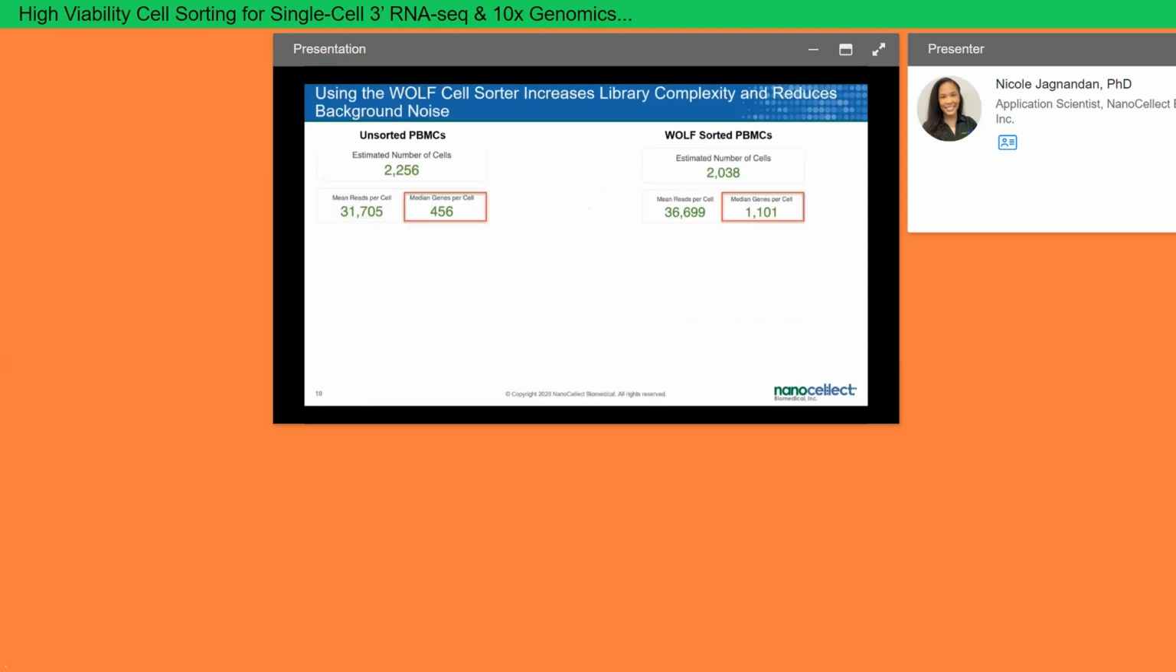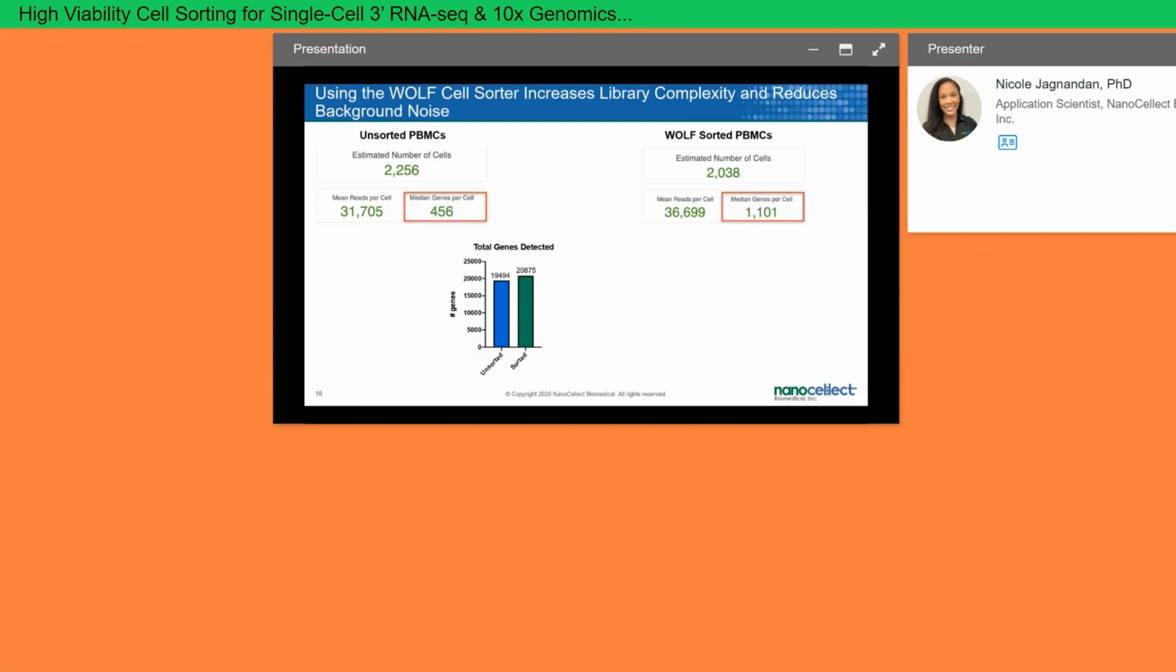The Cell Ranger summary produces several key metrics about the RNA and sequencing quality. The sequencing analysis for our two samples showed that there was almost 3 times more median genes per cell in our sorted sample compared to our unsorted sample. There was also more total genes detected in our sorted sample. Both of these results show a higher library complexity in our WIF sorted sample.